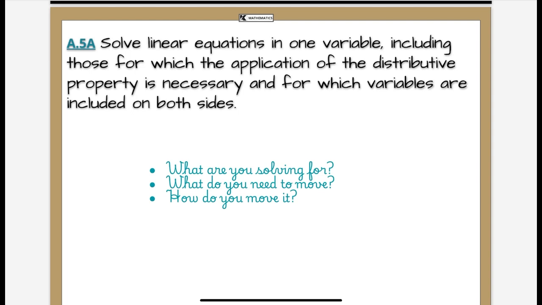We're going to discuss solving linear equations in one variable. We will have the distributive property, and our variables are going to be on both sides. Thinking about that, we have 3 questions that can guide us through any problem for Algebra 1. First question is, what are you solving for? Second, what do you need to move? And the third, how do you move it?